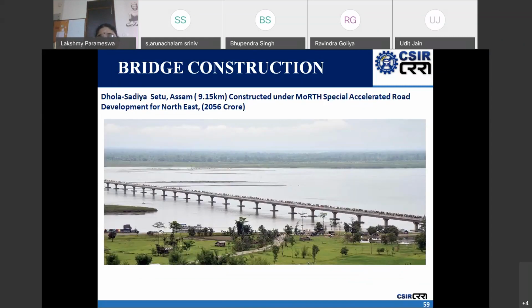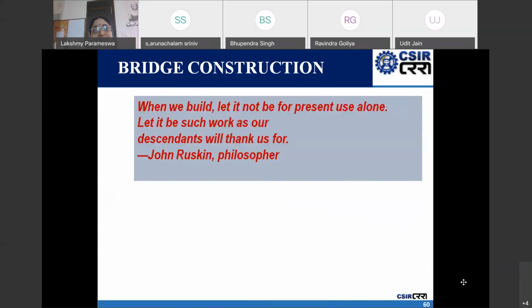And you will agree with me that this is a very beautiful, aesthetically pleasing bridge, the Dola Sadia Setu in Assam. This was constructed by the Ministry of Road Transport under this accelerated program, and I'm sure that more such long span bridges will be coming. And I would like to take leave by saying that when we build, let it not be for the present use alone. Let it be such work as our descendants will thank us for.